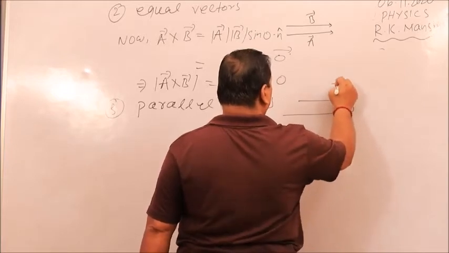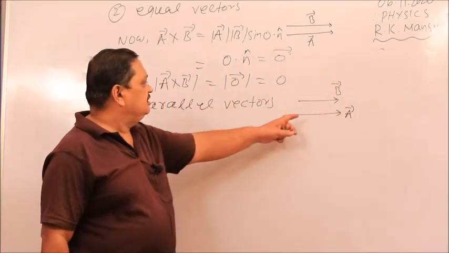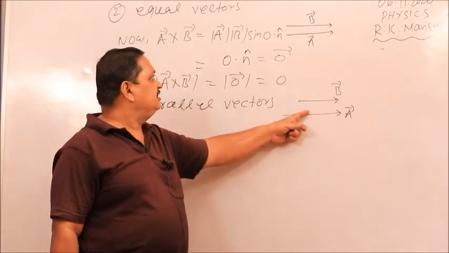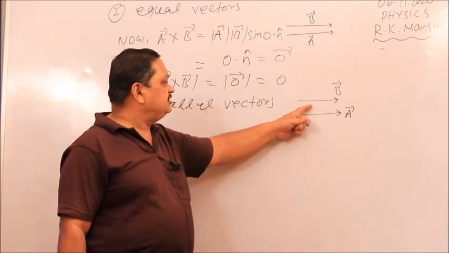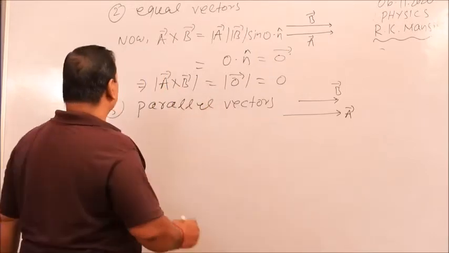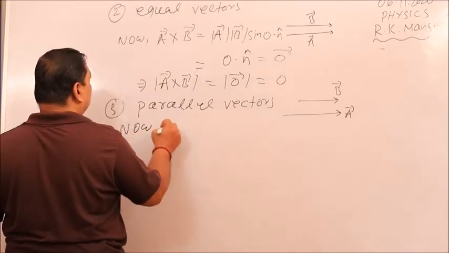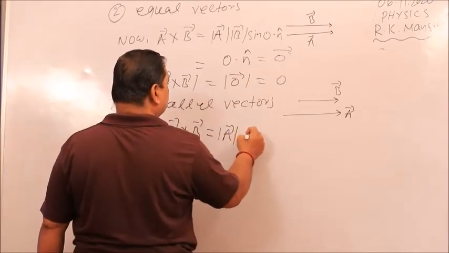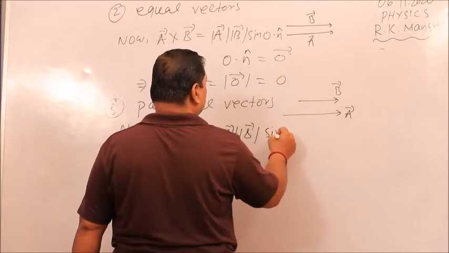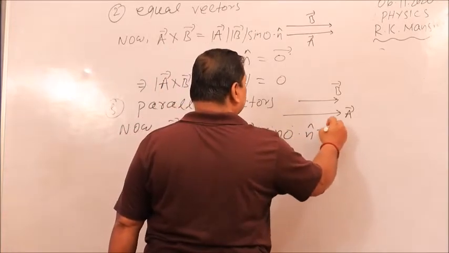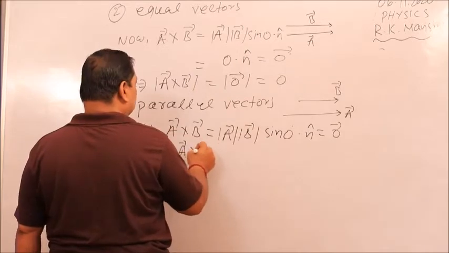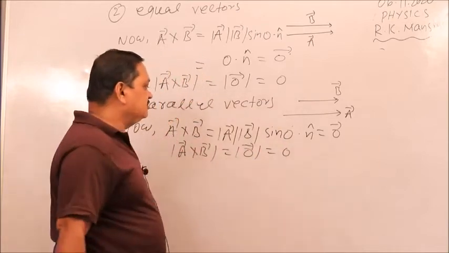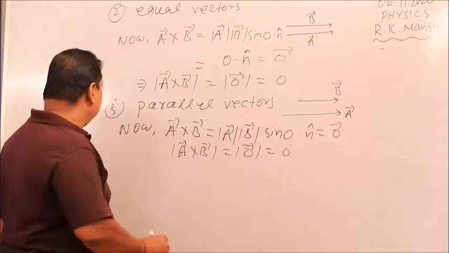Vector A, vector B. Same thing in case of parallel vector, magnitude may be same or may not be same. If magnitudes are same, then it is the case of equal vector, but here magnitudes are different but direction same, so angle between them is 0. Therefore same case, A cross B equal to modulus A modulus B sin 0 degree n cap. This is null vector, so modulus of A cross B equal to 0. Magnitude of null vector is 0, but null vector has direction which is arbitrary.